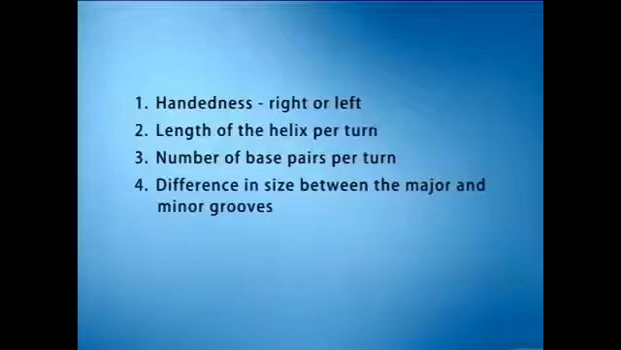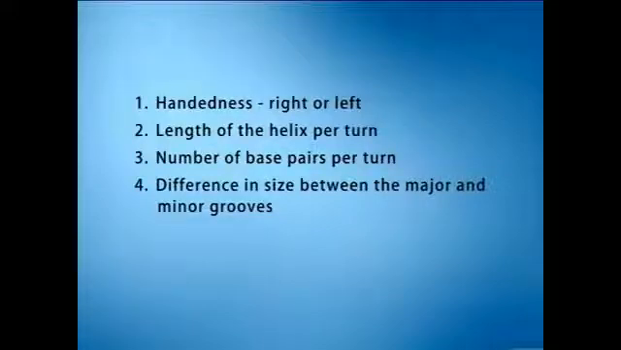It is a higher order structure than the secondary structure, in which large-scale folding in a linear polymer occurs and the entire chain is folded into a specific 3-dimensional shape. There are 4 areas in which the structural forms of DNA can differ. Number 1, handedness, whether the chain is right-handed or left-handed.